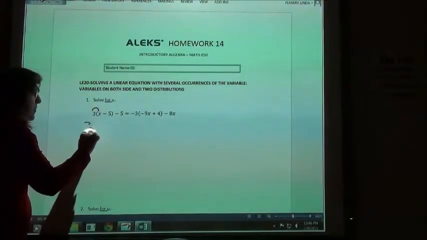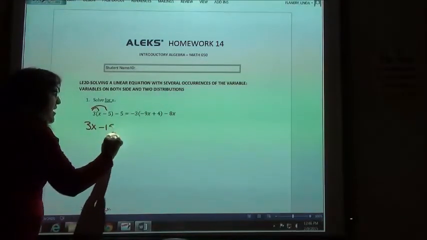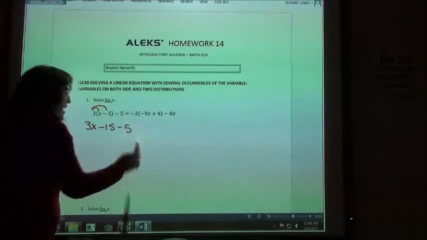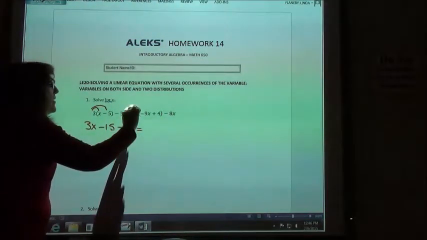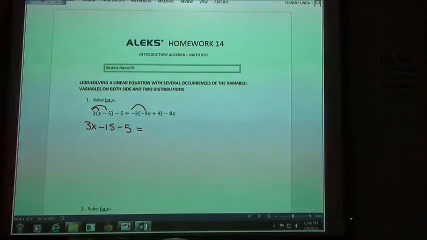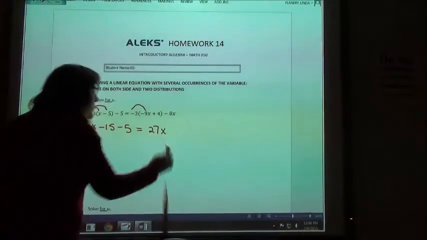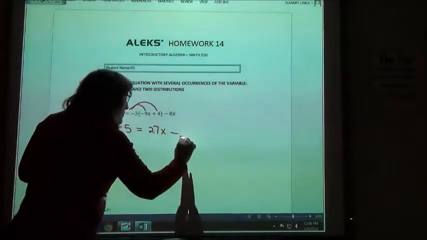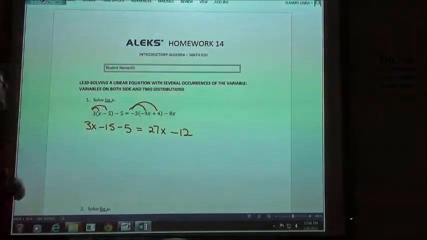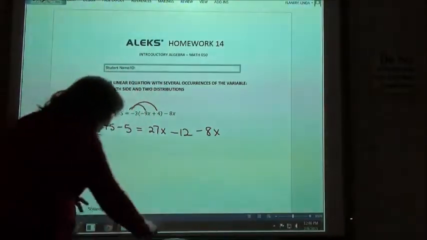3 times x would be 3x. 3 times minus 5 is minus 15. Bring down the minus 5. Equals, on the other side, negative times a negative. Negative 3 times negative 9 is positive 27x. Negative 3 times a positive 4 is minus 12, and then the minus 8x. So we've got rid of our parentheses.